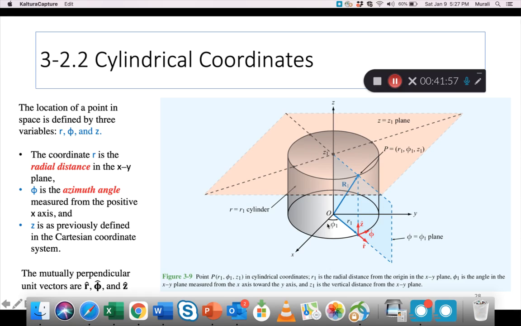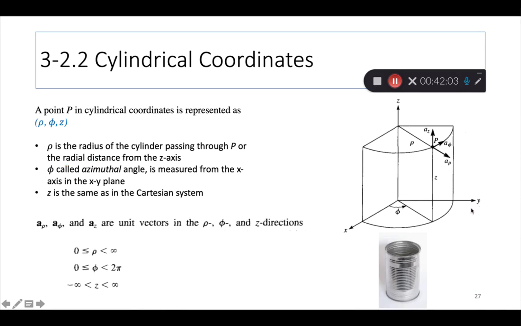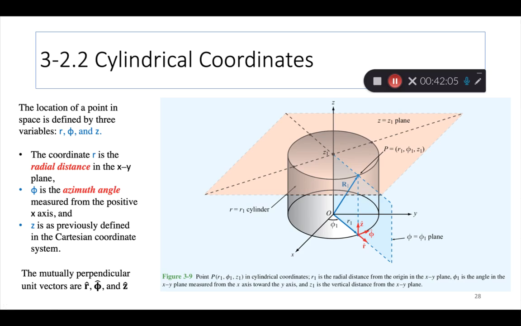Now as you can see, this figure is a lot more complicated than the previous figure. But because we have to study from our textbook, there's no avoiding it. Here we go with our textbook. Now in our textbook, instead of using rho, we are using r for the first coordinate of the cylindrical system. So r, phi, z, and the same definitions are here.